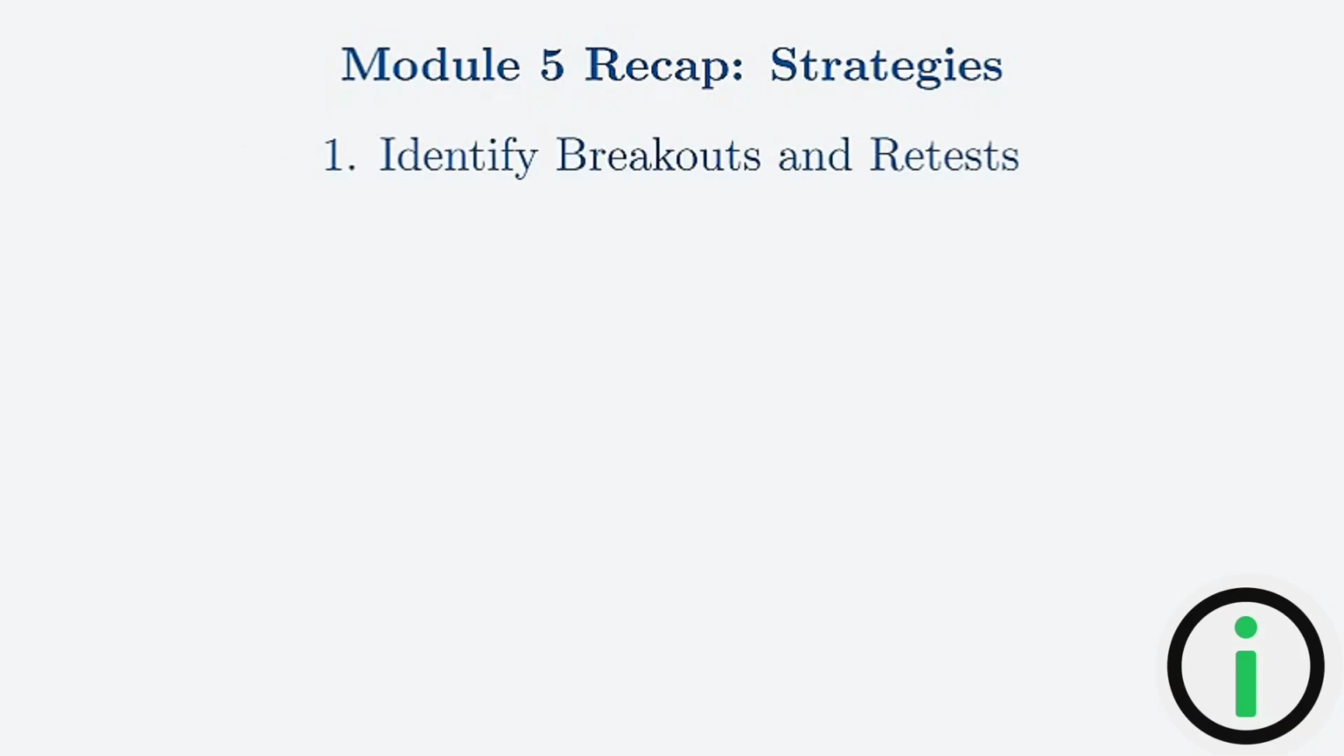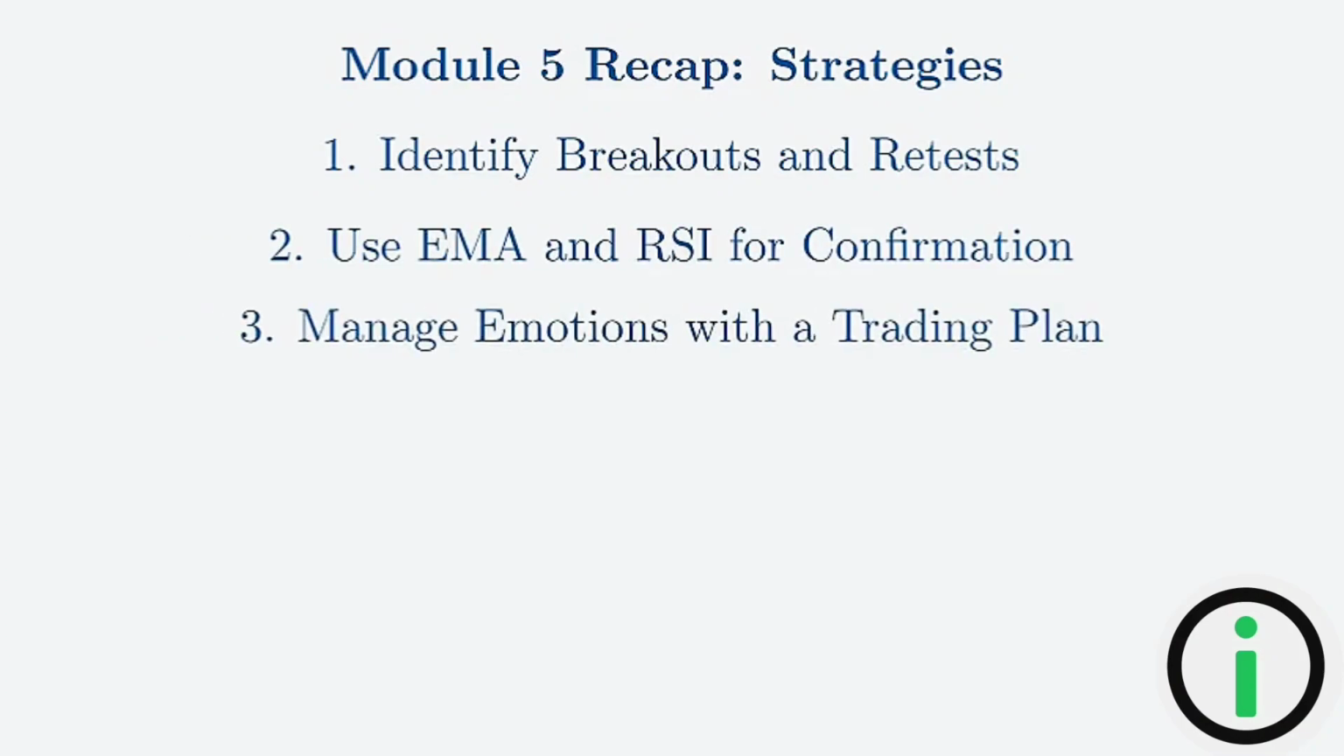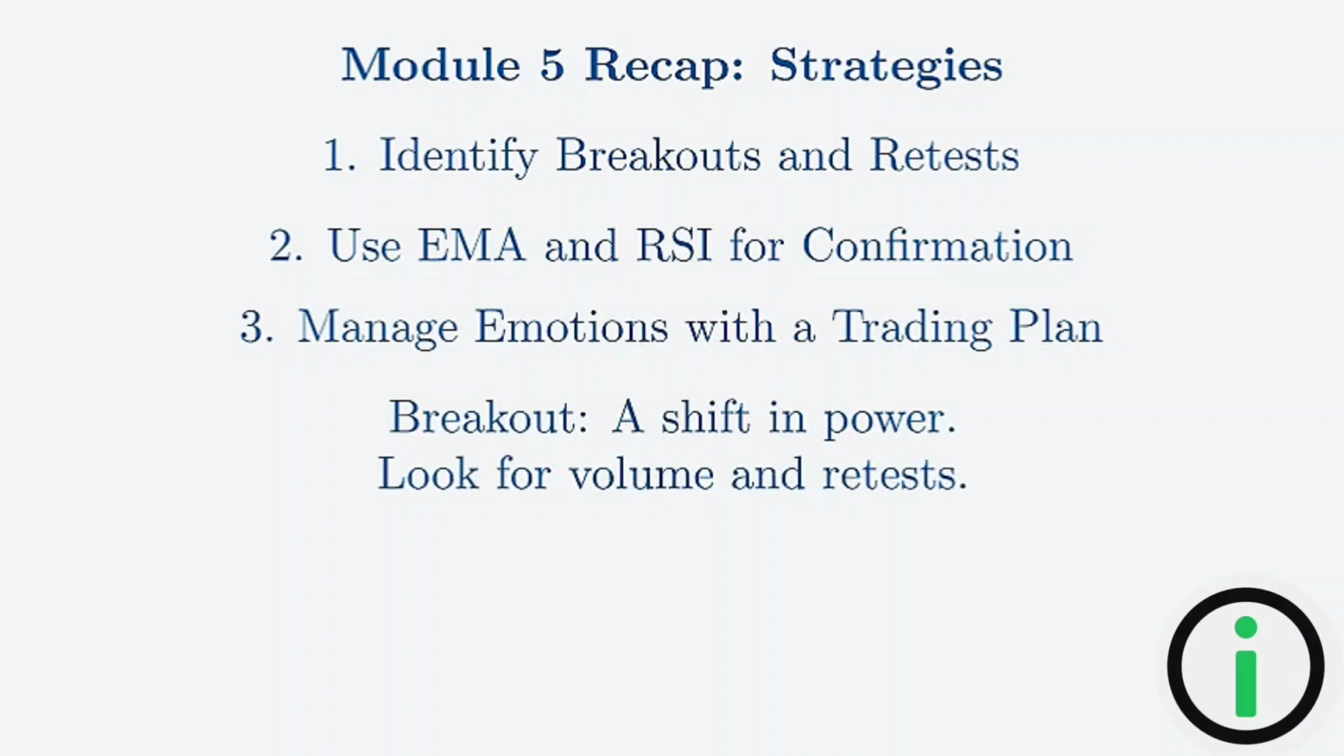We have covered a lot of ground today, moving from the mechanics of price action to the internal discipline of the trader. Let's recap our journey through Module 5. We covered identifying breakouts and retests, using EMA and RSI for confirmation, and managing emotions with a trading plan. First, we learned that a breakout is not just a line on a chart. It is a shift in the balance of power between buyers and sellers. We looked for volume to confirm that move and realized that waiting for a retest can often provide a higher probability entry.